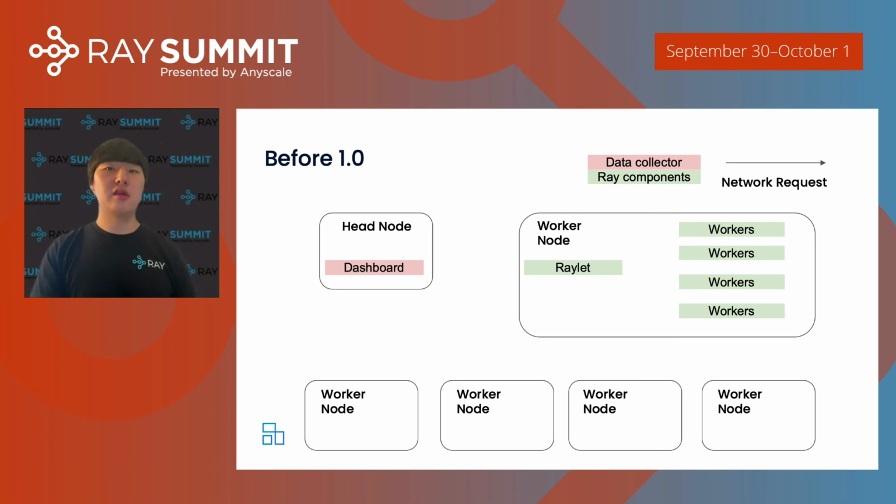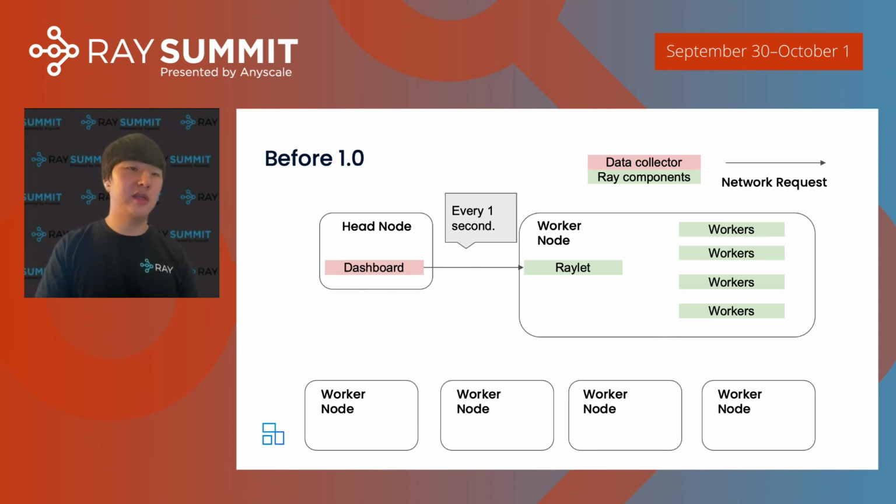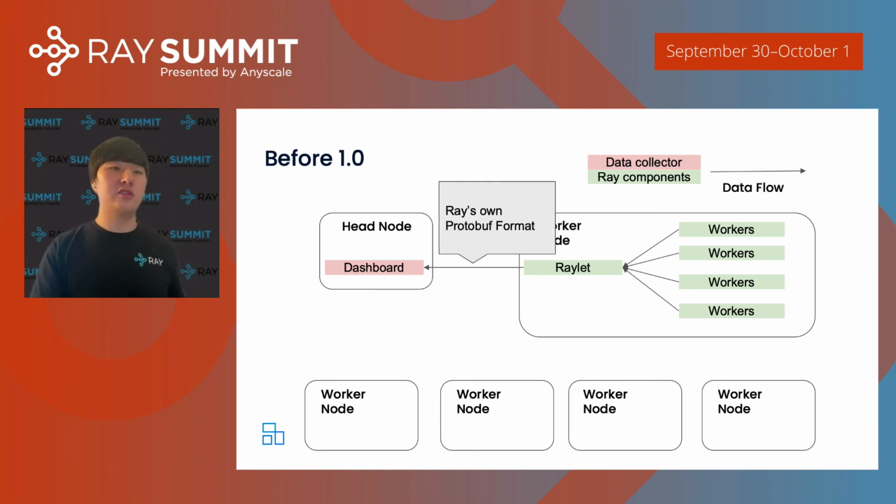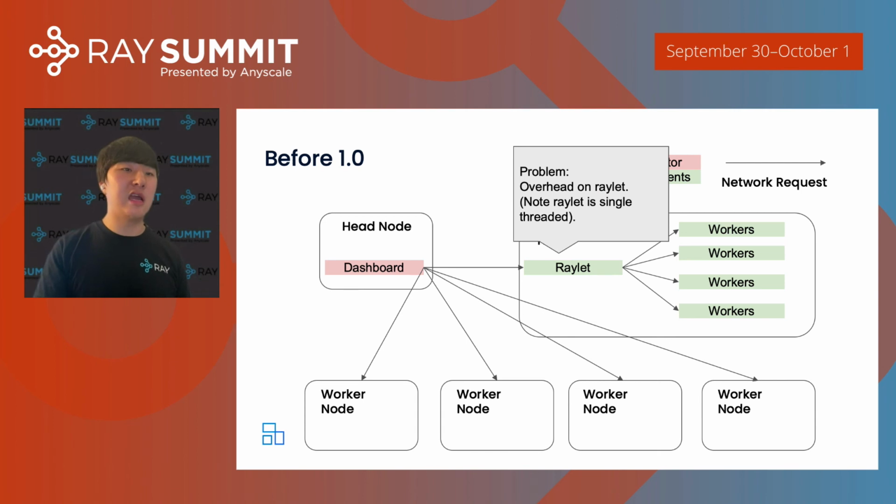So firstly, let's take a look at the architecture before 1.0. Before 1.0 and after 1.0, these are not exactly the right diagrams because this architectural change is in progress, so just be aware of that. The diagram represents the common architecture of Ray. It has many worker nodes and a head node, which has the dashboard process. So let's see what's happening. Every 1 second, the dashboard pings the Raylet. After that, the Raylet pings all the workers to get the states, and the Raylet responds with its own protobuf format. So the dashboard can get the state of each node and each worker. And this happens to every node in the cluster every 1 second.